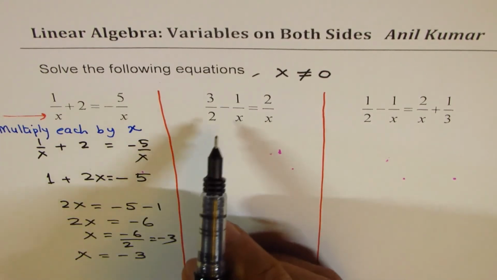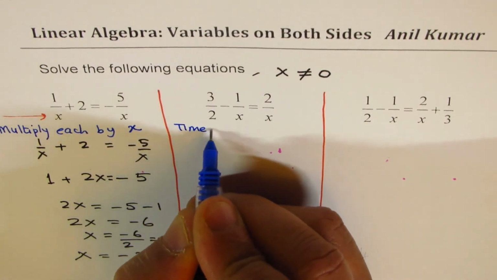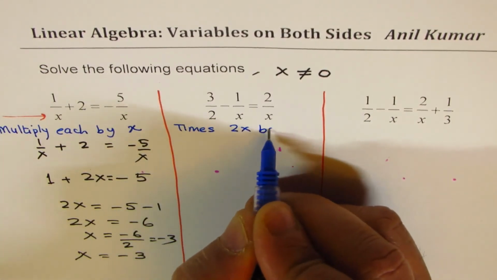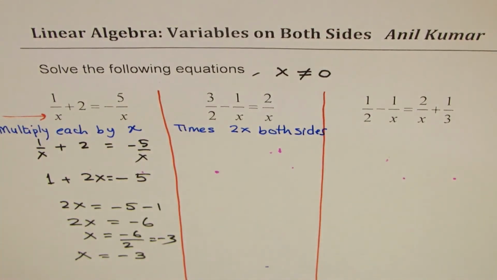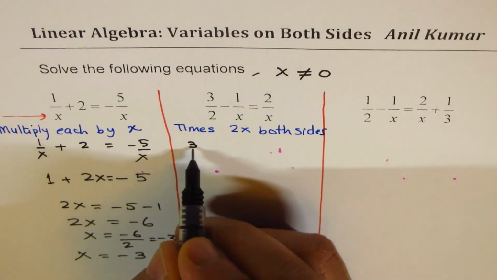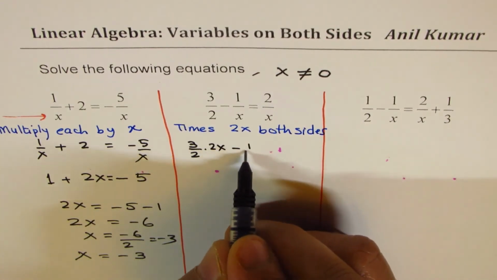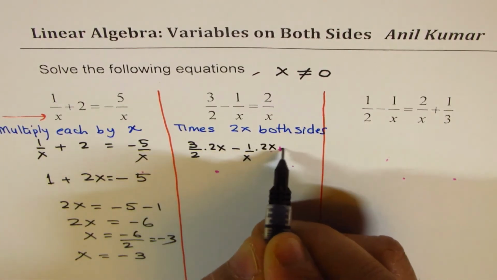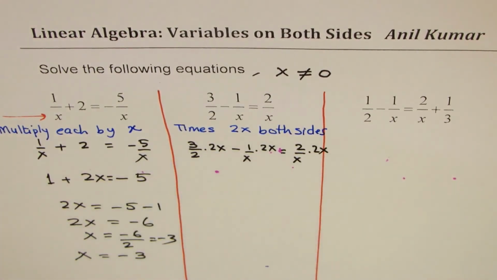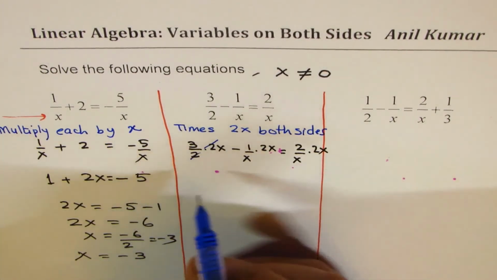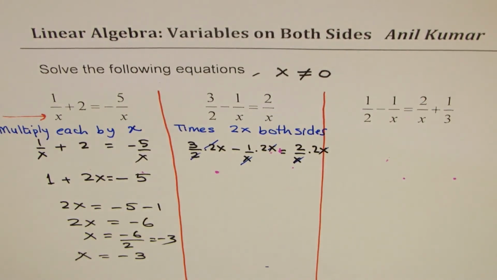Right? So here we'll multiply by 2x. Now times 2x both sides. So you could write that as an instruction. So you get, let me do it in steps. So we have 3 over 2 will times 2x, right? Minus 1 over x times 2x equals to 2 over x times 2x. Is it okay? So when you do that, you see the denominator gets cancelled. So you have something which is kind of a linear equation for you.